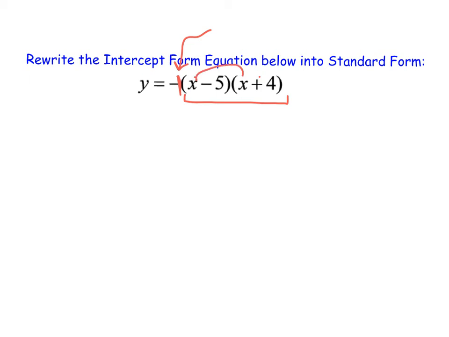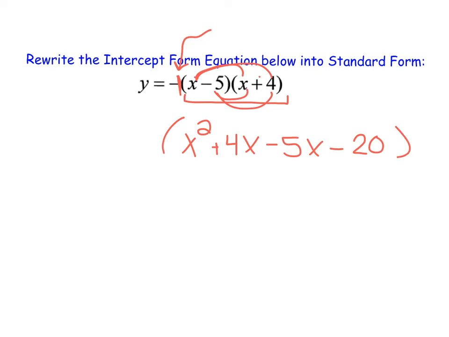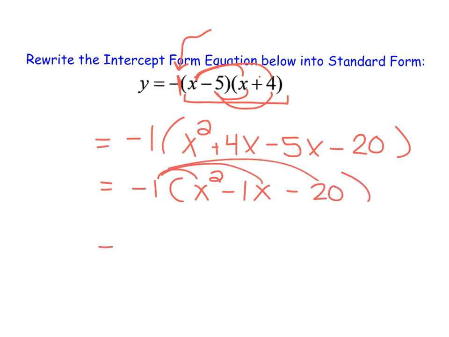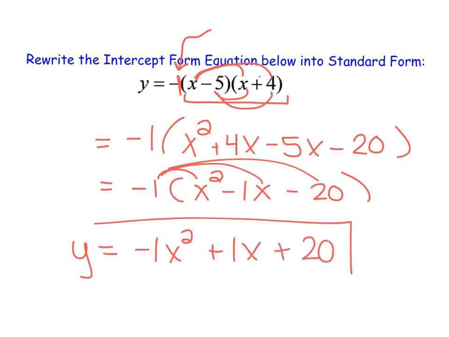So we start with x times x, which is x squared, x times 4, which is 4x, -5 times x, which is -5x, and -5 times 4, which is -20. So remember, all of those will eventually need to be multiplied by a -1. If we combine like terms inside the parentheses, we get x squared minus 1x minus 20. And then if we distribute that -1, we end up with y equals -1x squared plus 1x plus 20. And here we've rewritten our intercept form into standard form.